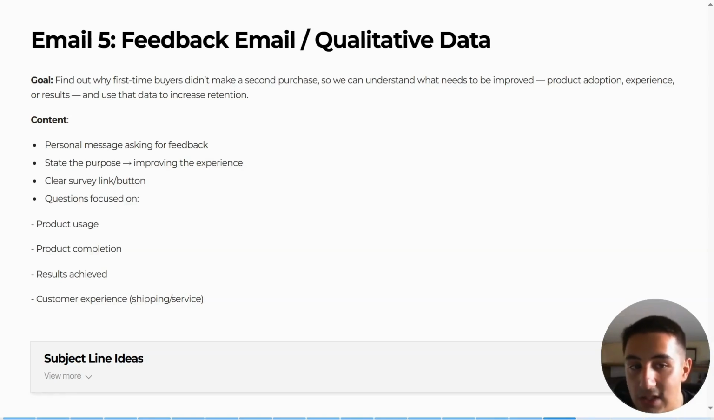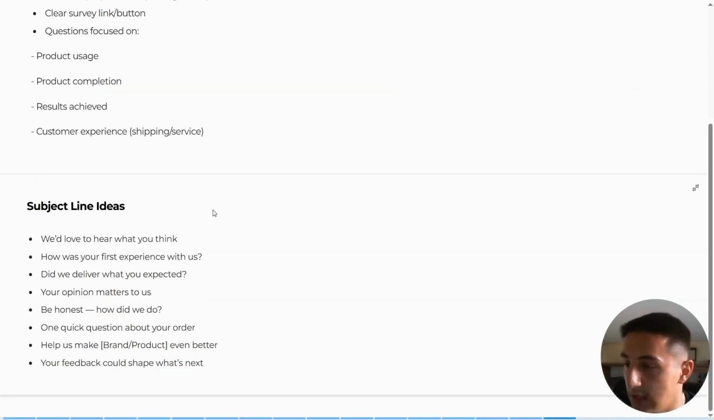Now, this step matters a lot because it gives you real insights straight from your customers. With that feedback, you can figure out what's working, what's not, and make changes that help turn more one-time buyers into repeat customers. In terms of subject line ideas, you can use any ones from here. And that's the full flow breakdown, but it doesn't end there. Now let's talk about how to optimize your win-back flow.